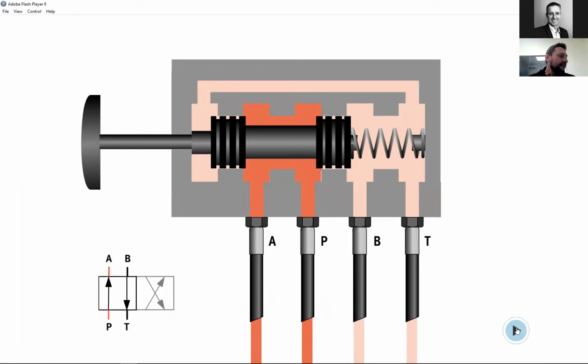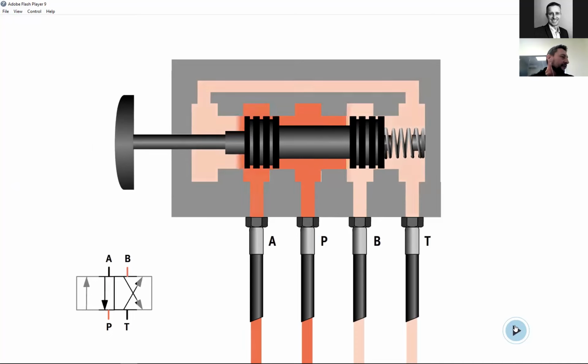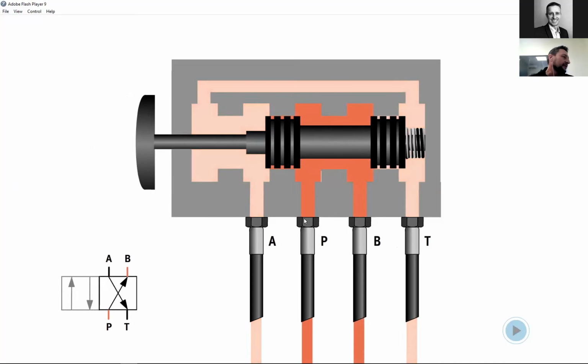So if we play it here and simulate it, you can see that when we start to push this button, we are blocking A, and we're blocking B as well, while we are pushing the button. Let's have a look. If you push it further, we actually see that we connect P to B. So the oil comes in at P and flows to B.